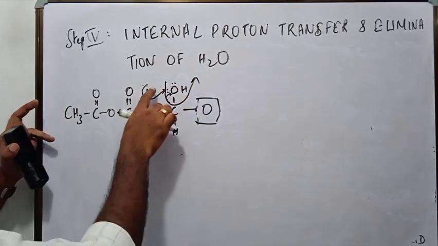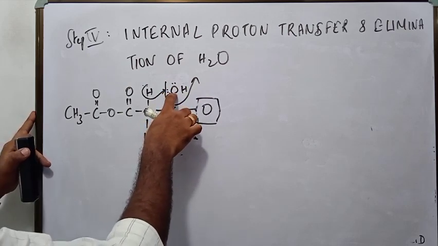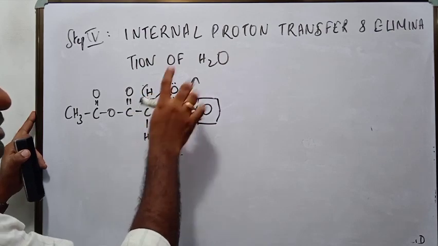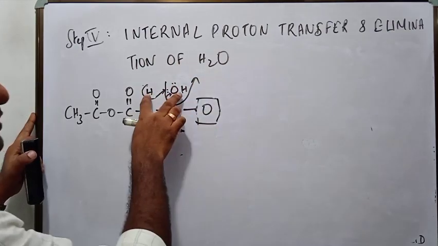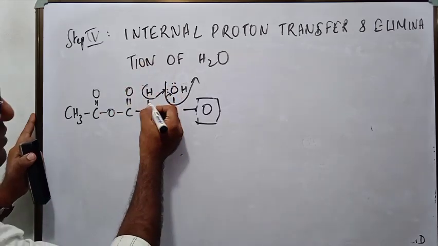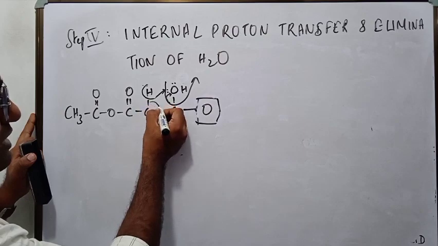H is already attached with oxygen, right? Now the pair of electrons is there with oxygen. So that pair of electrons it needs to give to hydrogen. The lone pair of electrons remains free. So it would become H2O. When it becomes H2O, dear students, this pair of electrons that has been left by hydrogen would come here.